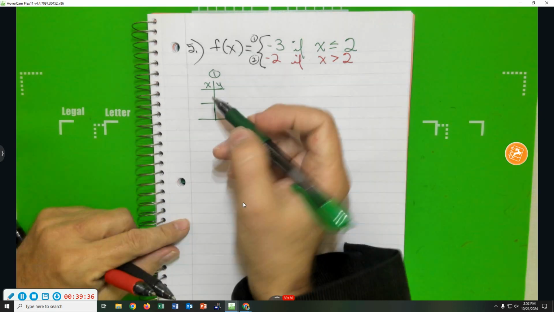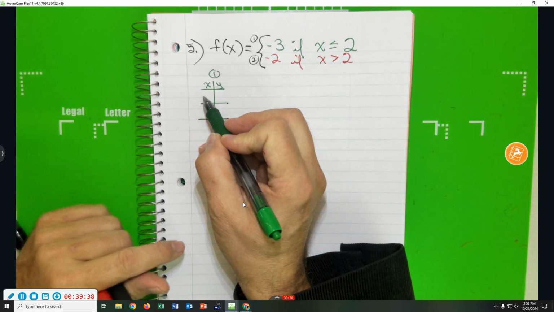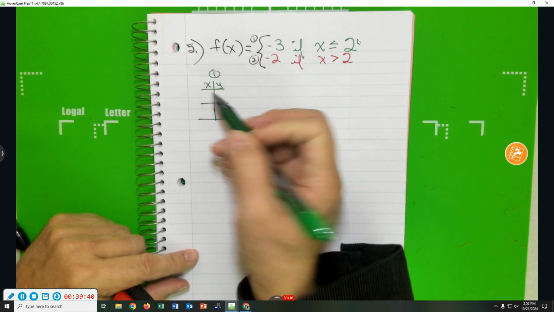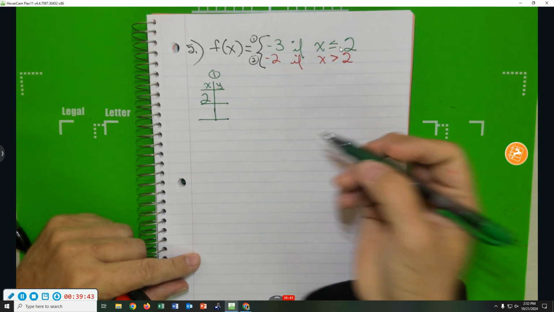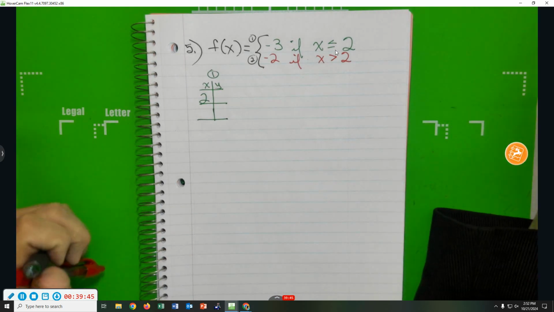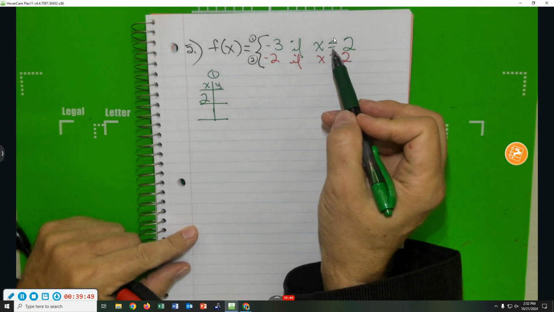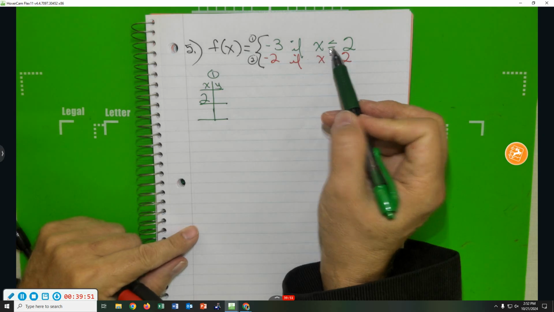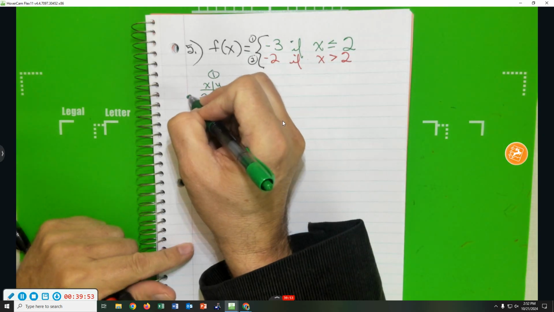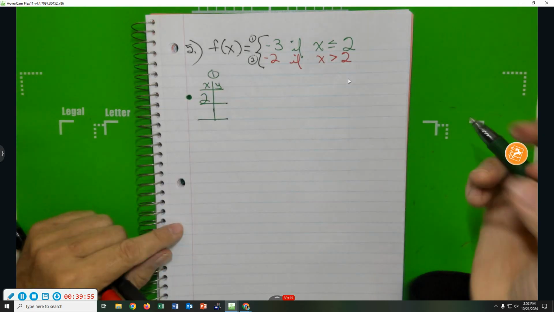What's the first number we must use for x here in this green piece? 2. Now it's a cut point. Is that cut point going to be open? It's going to be a regular closed dot because there is equality. So we'll have a closed dot where we plug in that 2.